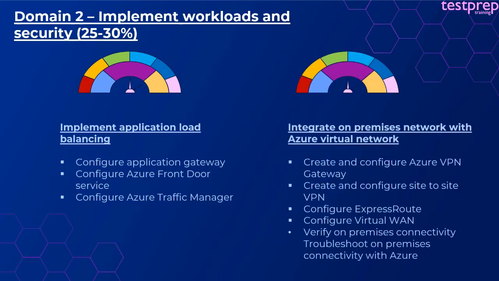5th, integrate on-premises network with Azure Virtual Network. It is divided into 6 parts. 1. Create and configure Azure VPN Gateway. 2. Create and configure site-to-site VPN. 3. Configure Express Route. 4. Configure Virtual WAN. 5. Verify on-premises connectivity. 6. Troubleshoot on-premises connectivity with Azure.